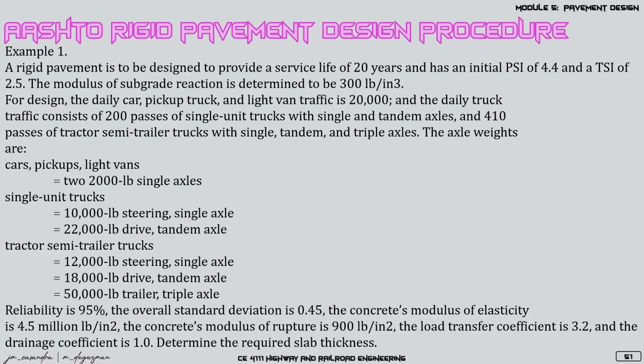In our design, we'll have a reliability of 95%, an overall standard deviation of 0.45, and the concrete modulus of elasticity is 4.5 million pounds per square inch. The modulus of rupture of the concrete is 900 pounds per square inch. The load transfer coefficient is 3.2, and we have a good drainage condition, giving us a drainage coefficient equal to 1. In this problem, we are to determine the required slab thickness.